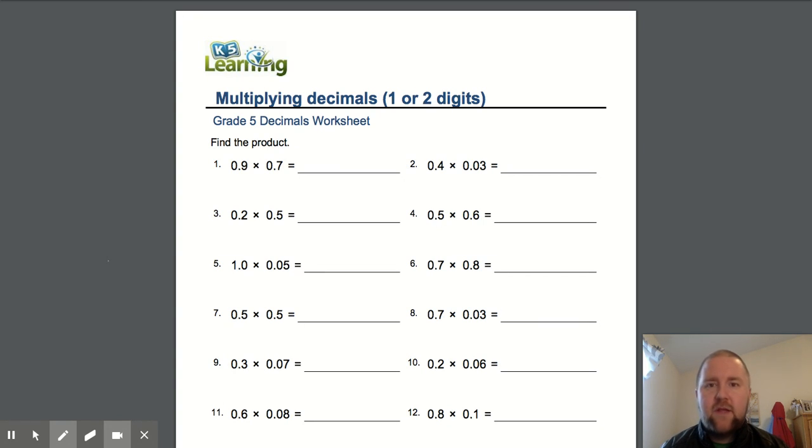We got some multiplying decimals to do today. I'm going to give you two examples that I'll show you how to do on here. We'll do the first one, then we'll do one that's a little bit more work.